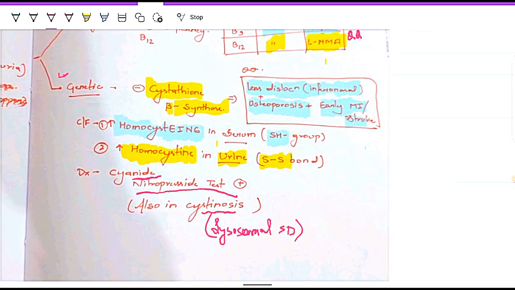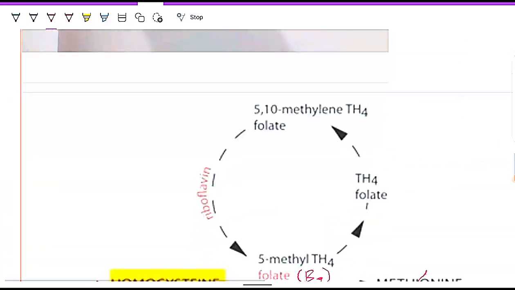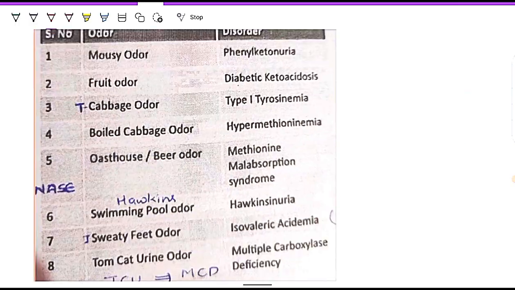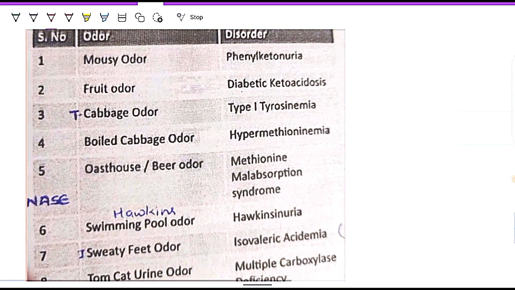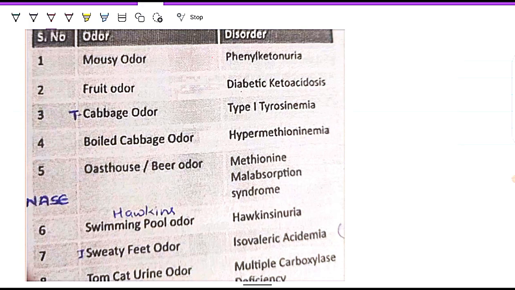So this is all about the amino acid metabolism disorders which are important from the exam point of view. One last slide we need to remember is about the different odors in different diseases or amino acid disorders, so that if a question mentions these odors, we can easily get to know what disorder they are talking about, okay. Although we need to see the other clinical features, these will be the clue. So as I told, in phenylketonuria there will be a mousy odor.